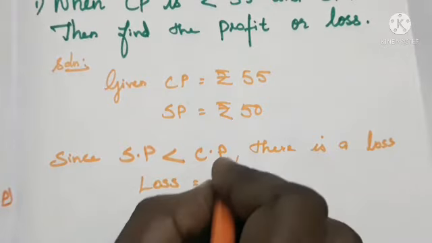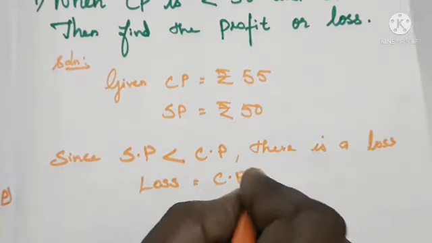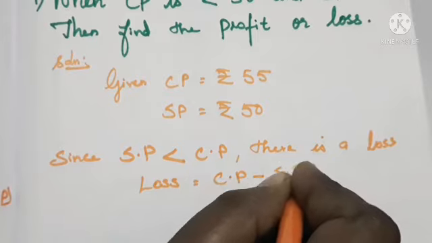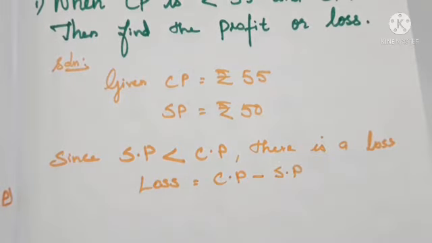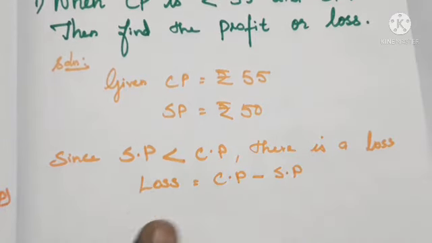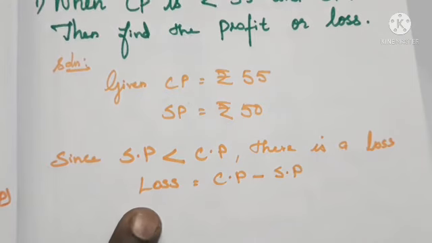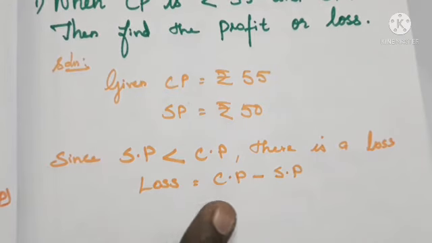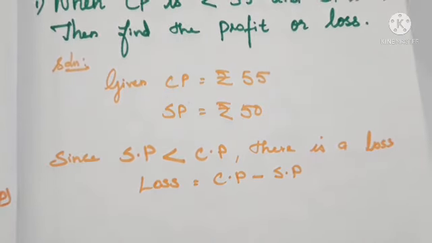Loss is equal to CP minus SP, cost price minus selling price. By the given things, we can understand the selling price is less than the cost price, so there will be a loss. So the formula for loss is equal to cost price minus selling price.